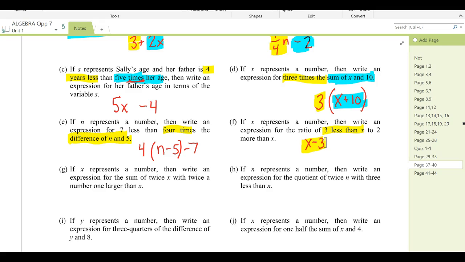How do I do 2 more than x? X plus 2. Then how do I do the ratio of that? Divide. So how do I write that on here? Ratio means divide. And someone asked why isn't it spelled another way, but it's ratio. T-I-O means sh. Ratio. English is hard.